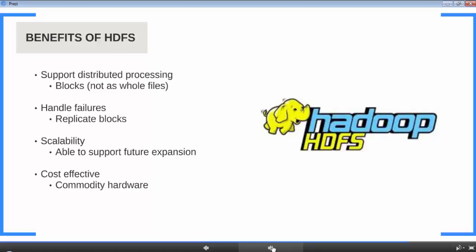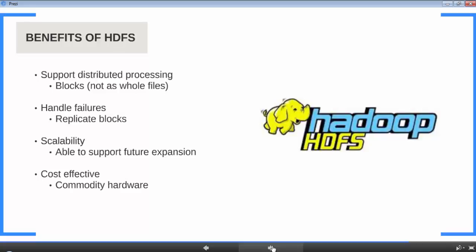Third, HDFS supports scaling. That is, if you would like to expand your cluster by adding more nodes, it's very easy to do with HDFS. The last one, you don't need any specialized hardware to run or operate HDFS. And this is very important because we are talking about potentially hundreds of nodes. HDFS was built from the ground up to work with commodity computers.